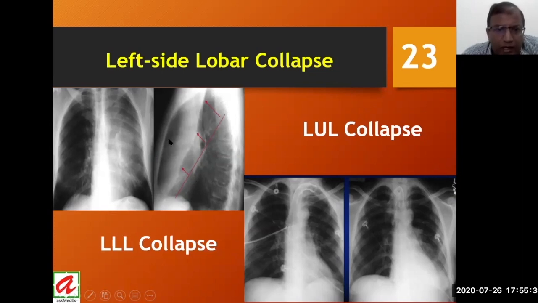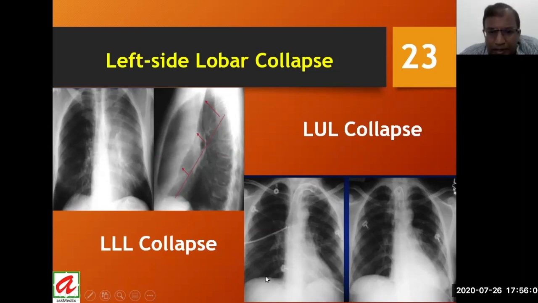So when a lateral view of the chest was taken in this case, we could see that the entire oblique fissure was pulled anteriorly and there was homogeneous opacity anterior to it, signifying that this was a left upper lobe collapse, and the left lower lobe was hyperinflated and hyperlucent.